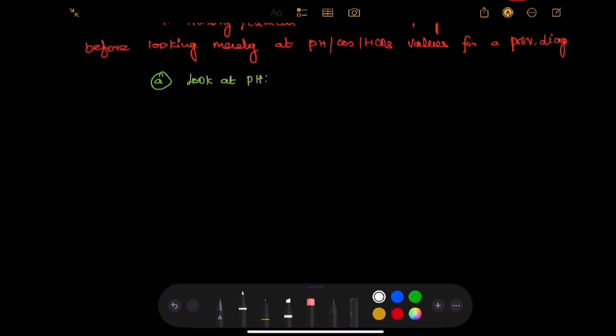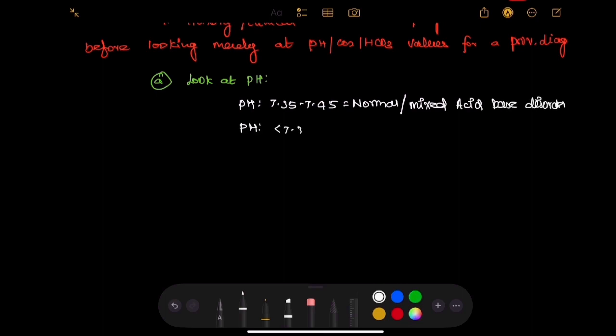So if the pH is less than 7.35, and it is associated with a decrease in bicarbonate level, which is less than 25, then we call that condition metabolic acidosis. If the pH is less than 7.35, which is associated with an increase in carbon dioxide levels of more than 40, then we call that respiratory acidosis.